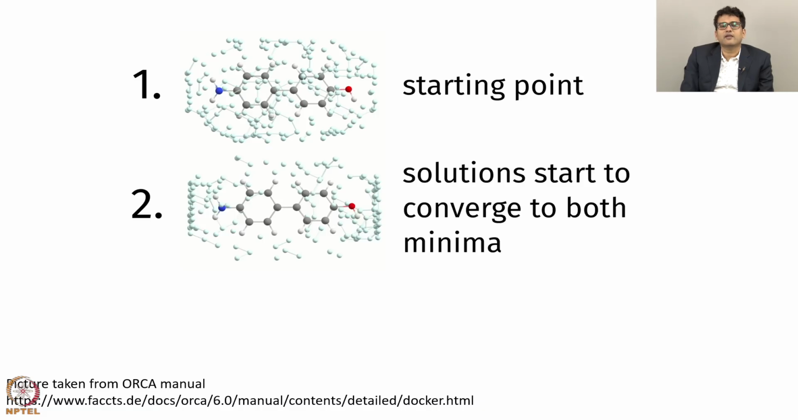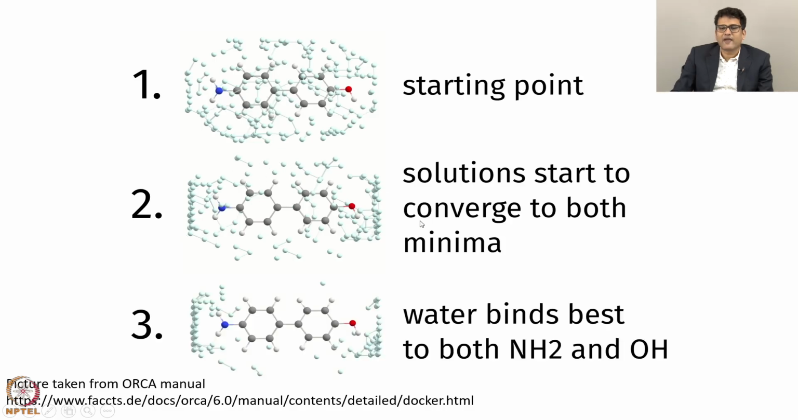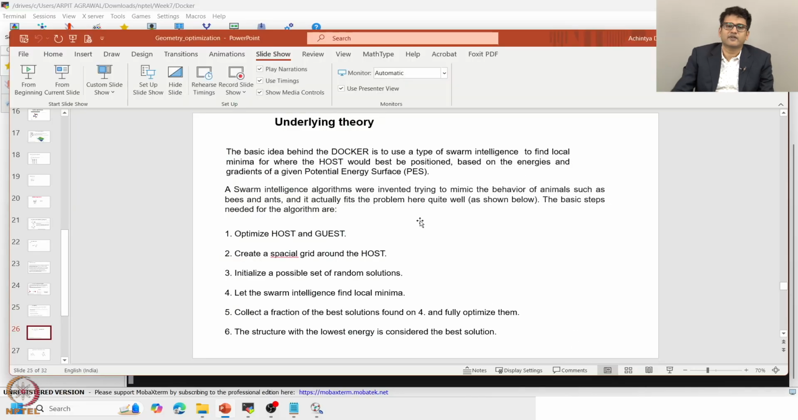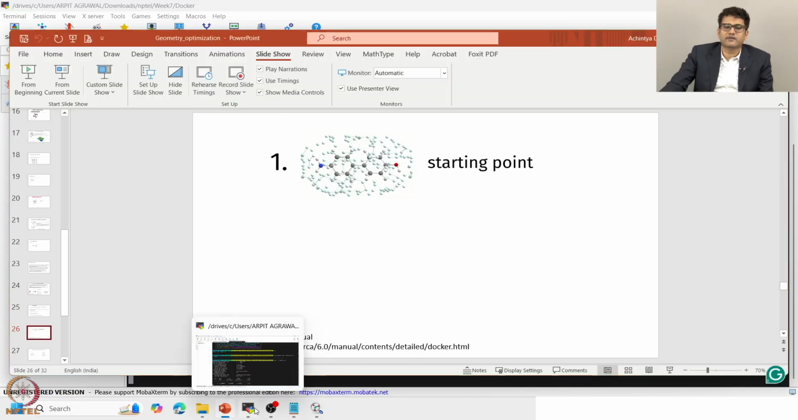So, this information, by talking to each other, can also help you find the most suitable positions. Suppose I want to place water surrounding this substituted biphenyl. Initially I will put the water all around, and these dots are the positions of the water molecules, without the hydrogens. They are first placed randomly, and by using the swarm intelligence, all of the water molecules move either to the nitrogen end or to the OH end, and finally the water binds best to both NH2 and OH. So, all the water molecules move to these sites. That is how the algorithm works.